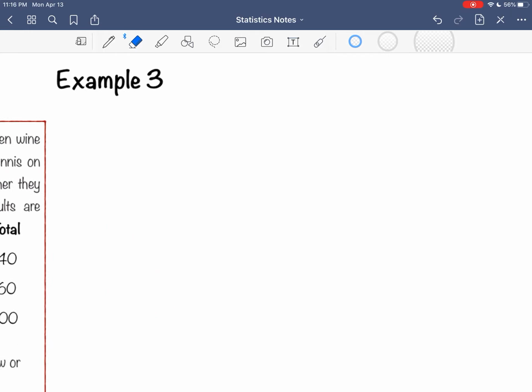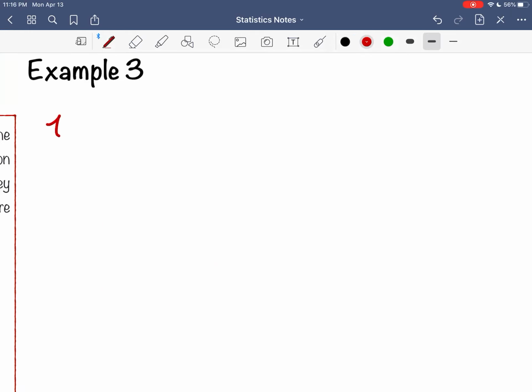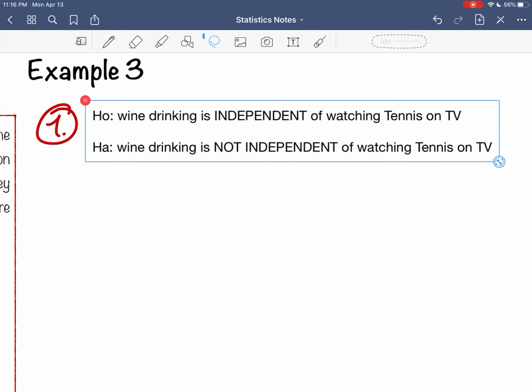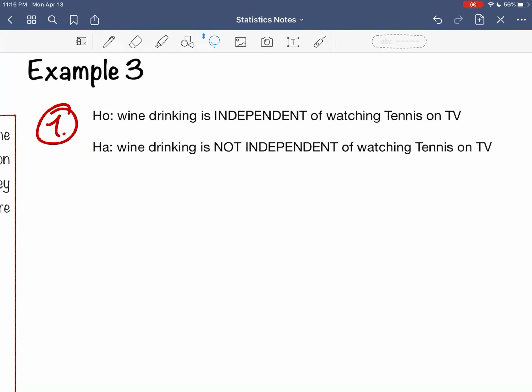As usual, we start off with step number 1, which is state the hypothesis. Because I have terrible handwriting, I've already typed it out. H0, wine drinking is independent of watching tennis on TV. Always, always, always state the null hypothesis as independent and the alternative as not independent. Never say dependent. So H0, wine drinking is independent from watching tennis on TV. HA, wine drinking is not independent of watching tennis on TV.